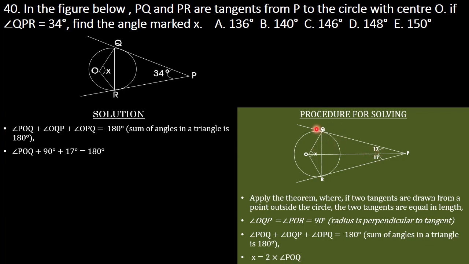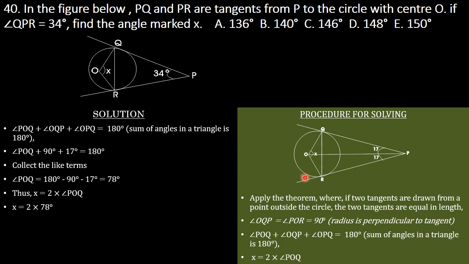Then we collect like terms. We now have angle POQ, that is this angle, to be 180 degrees minus 90 degrees minus 17 degrees, equals 78 degrees. Thus, X is equal to 2 multiplied by angle POQ. 2 multiplied by 78 degrees, X is equal to 146 degrees.